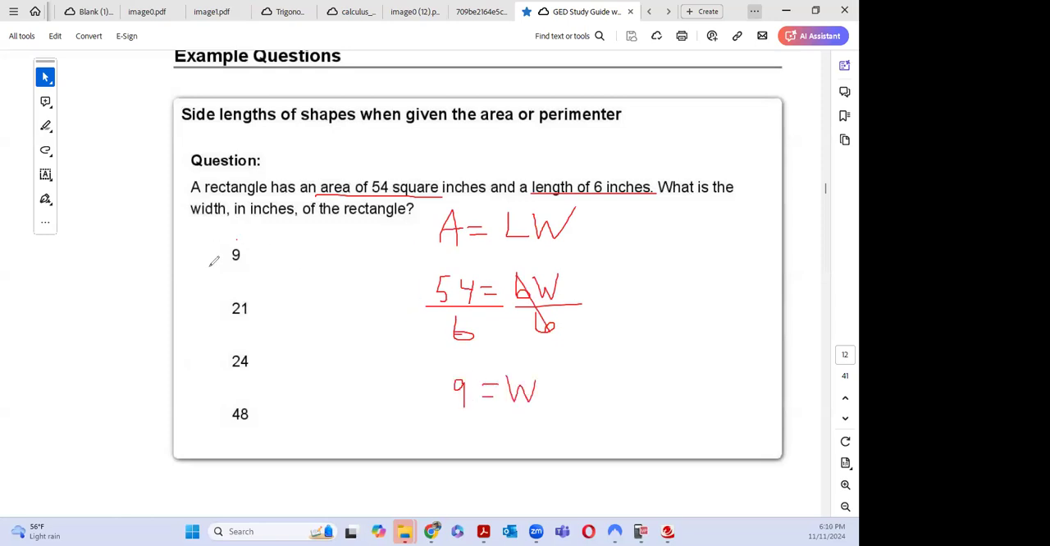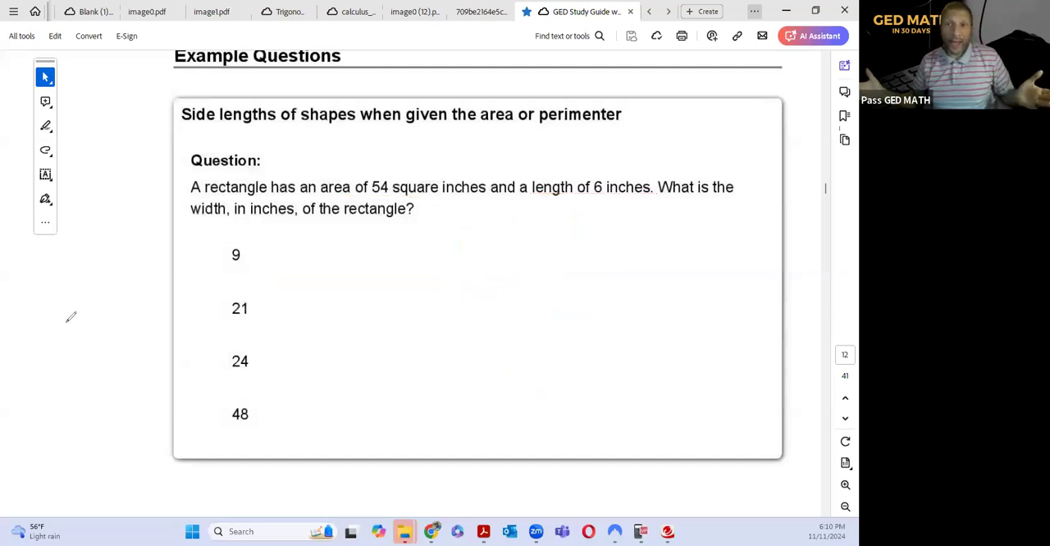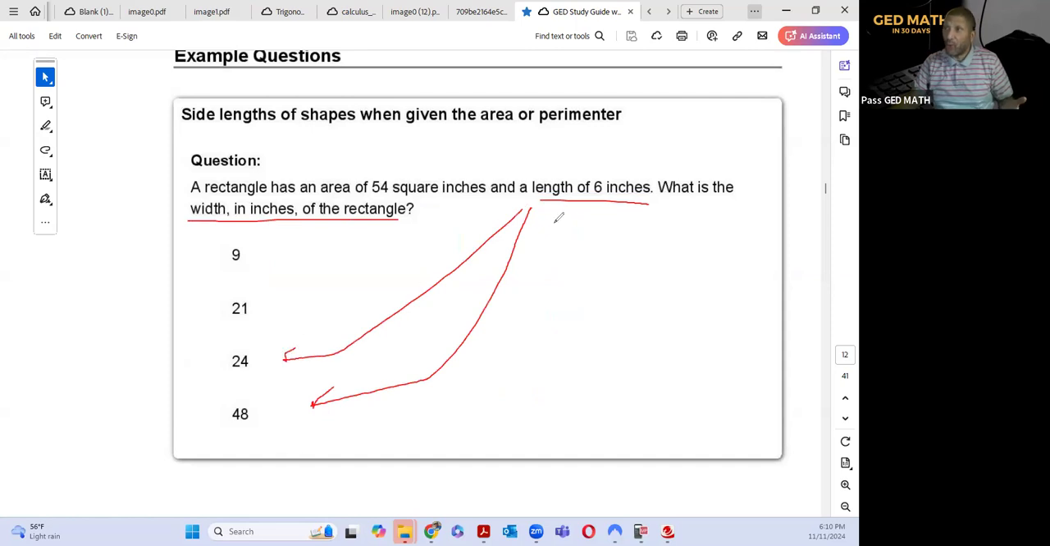Now, the common sense way is, okay, well, I know I got to multiply my length by my width. Well, they're asking me for my width. So I need to multiply each of these until I get 54. Well, I know 6 times 4 is not 54. I know 6 times 2 is not 54. I know 6 times 1 is not 54. No algebra, I'm done. That's no algebra at all, and you're done.